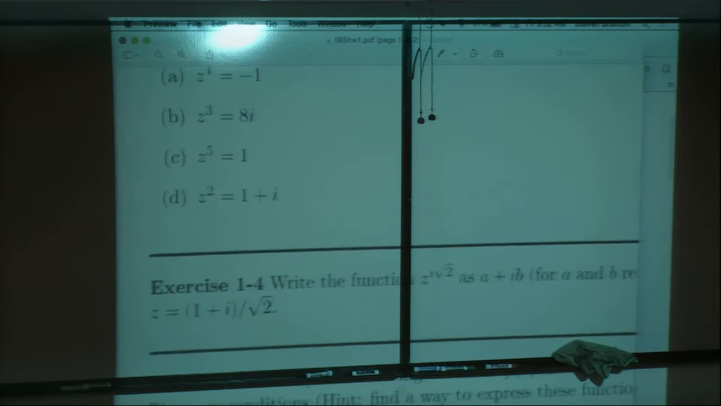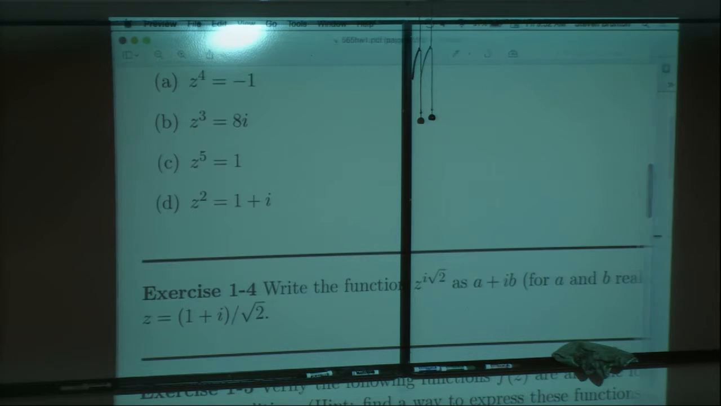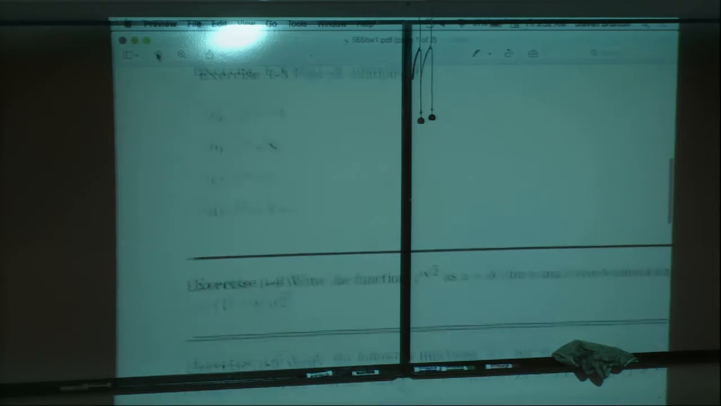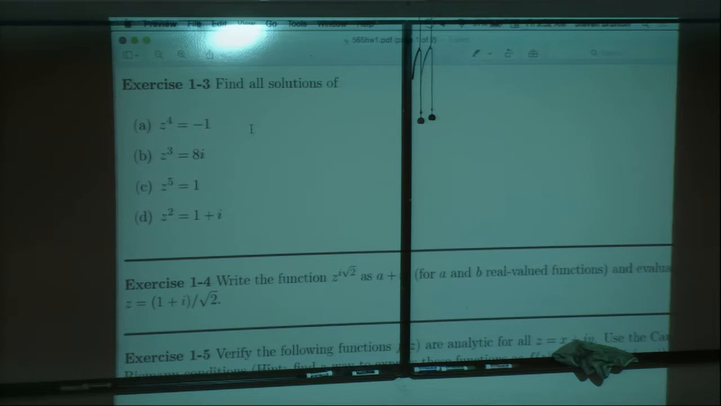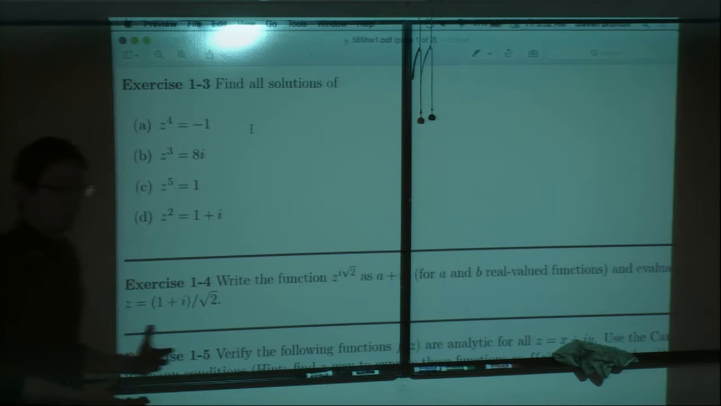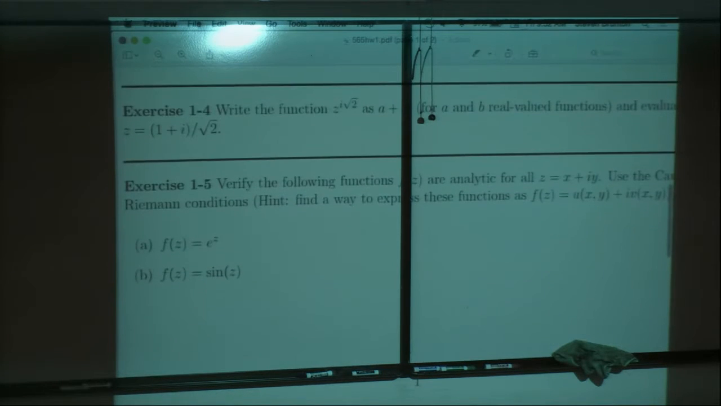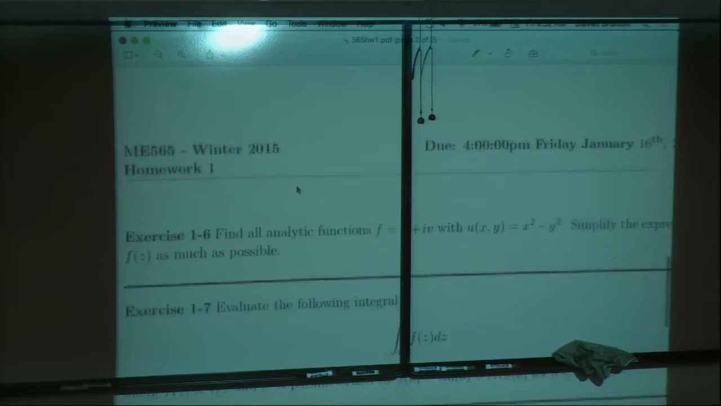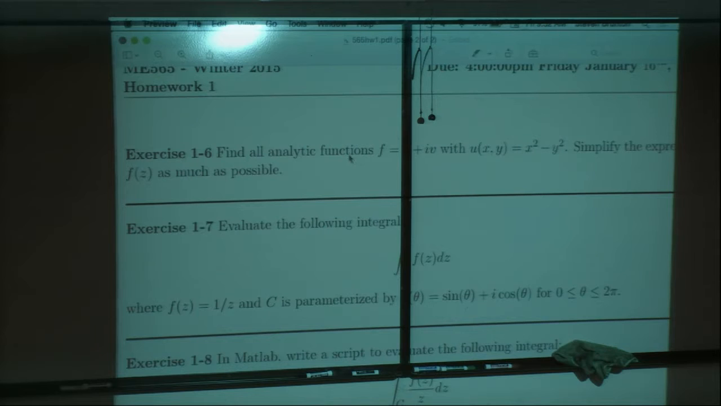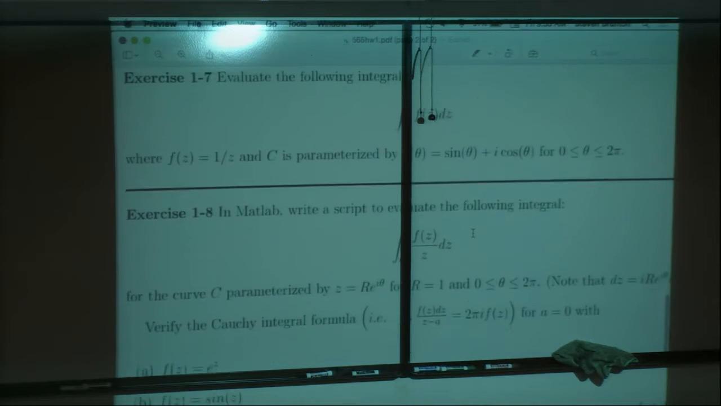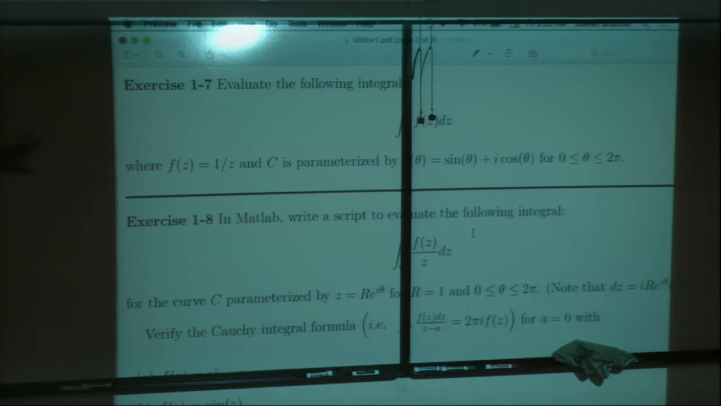I would encourage you to try and do as much of this homework as possible, as soon as possible, because this is actually going to motivate a lot of what we're going to do next week, especially the second half. I'm going to skip all this stuff. You're going to do things like find whether or not a function is analytic using the Cauchy-Riemann conditions. You're going to find all possible analytic functions such that the real part is x squared minus y squared. The 2 most interesting problems are 1.7 and 1.8.